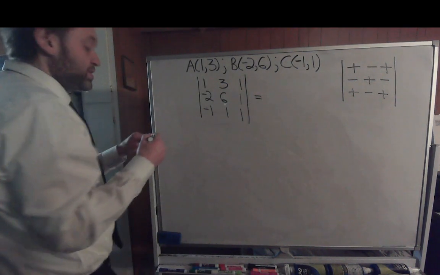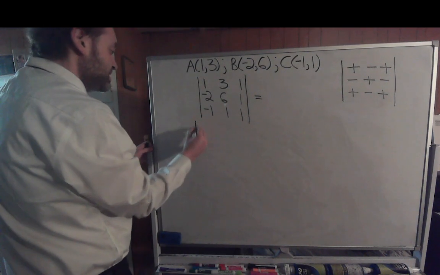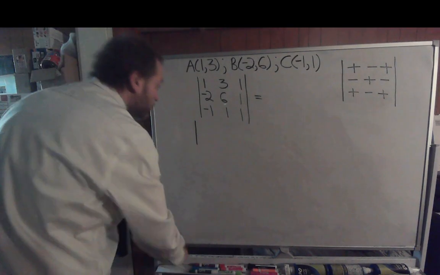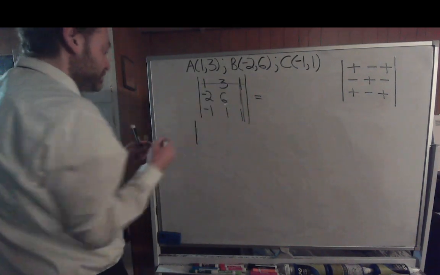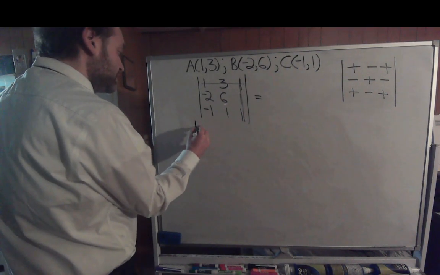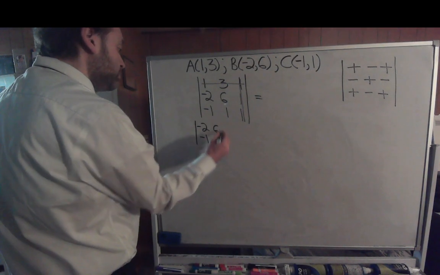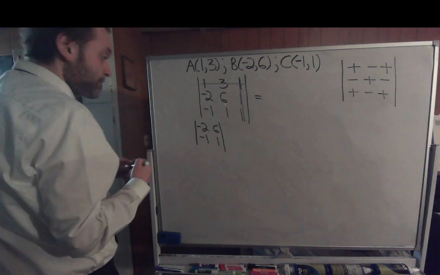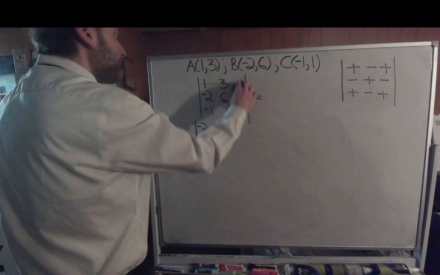So we'll start with that first one in the third column. According to our coefficient matrix, it should be positive. So we'll just take the determinant of whatever's left over once we strike out the column and row that it's in. That's going to leave the determinant of -2, 6, -1, and 1. Alright, let's rebuild this determinant a little bit.